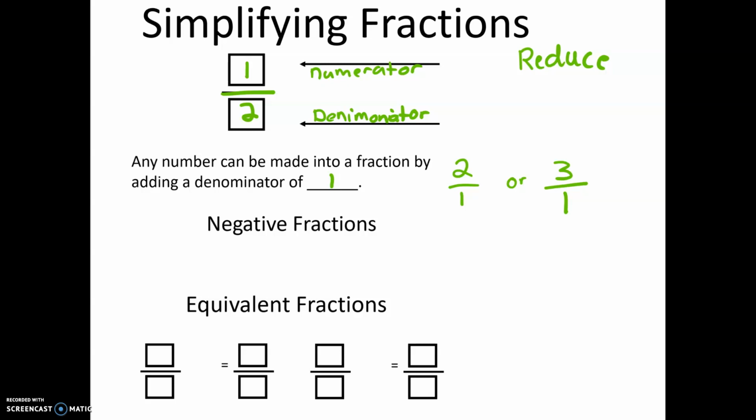Negative fractions can be represented in three different ways, and they all mean the same thing. You can either have negative 1/2, or negative 1 over 2 like that, or 1 over negative 2. These all mean the same thing, okay? Nothing different about those. They all mean the exact same thing.